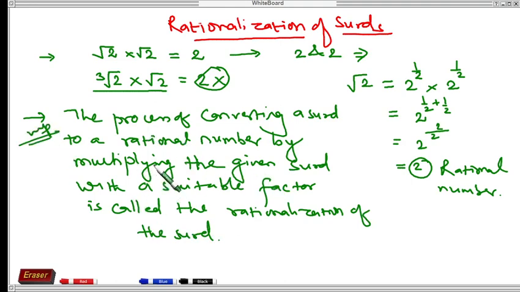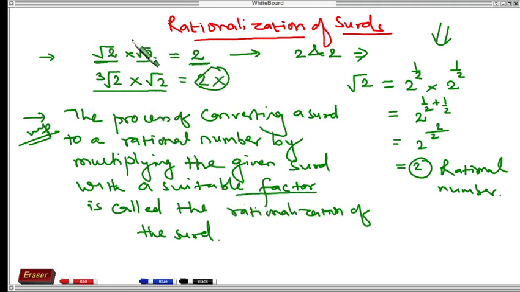You have to understand from this also. So root 2 times root 2 equals 2, and I have shown the process. Root 2 is 2 to the power 1 by 2, times another root 2, which is also 2 to the power 1 by 2. If the base is the same, by the law of indices we add 1 by 2 plus 1 by 2, that is 2 by 2, which is 1, so we get 2. Root 2 is a surd, but 2 is a rational number. While multiplying root 2 by root 2, we get a rational number. That is the rationalization process of a surd.